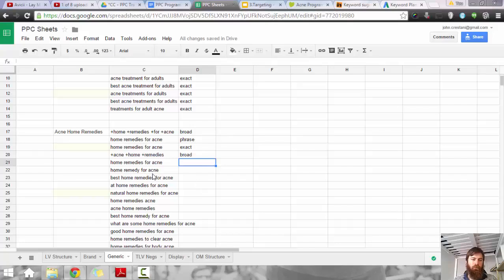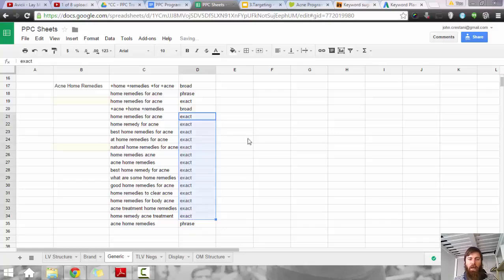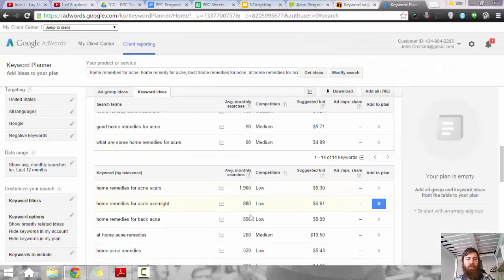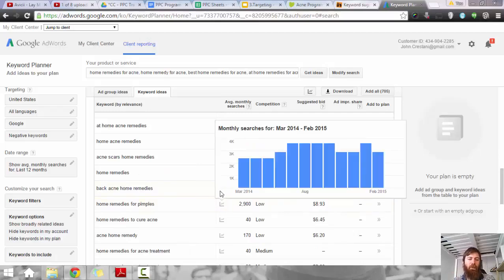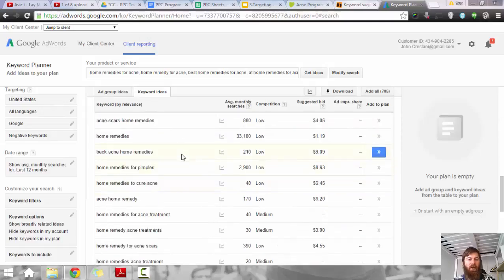I'm going to want to put this in phrase as well, putting the rest in exact match. And we could go on and add more exact match keywords in this group, but I think we actually got the majority of the big words here. As I said, we could keep going through.